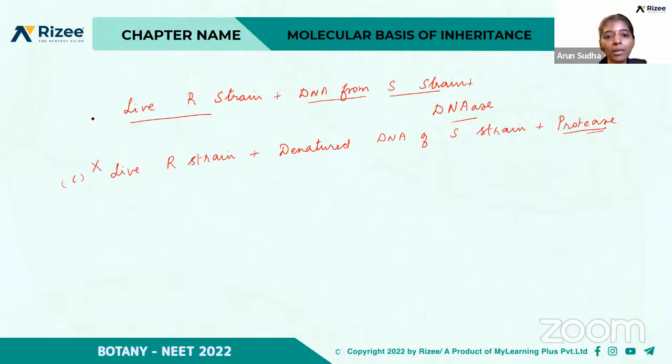So option B is the right option when it is treated with DNase. So I hope you are clear now. B is the right answer when it is treated with the DNase enzyme. Clear? We'll go to the next question.